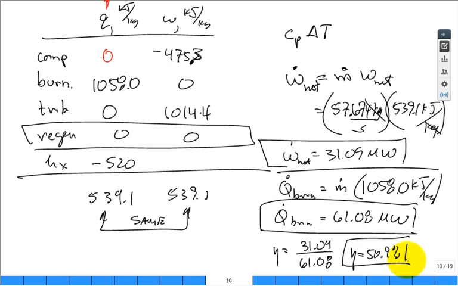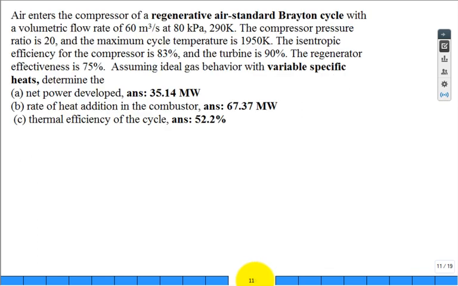Done? All right. You can solve this with variable specific heats. What will you end up doing a lot of? Interpolation. Do it.